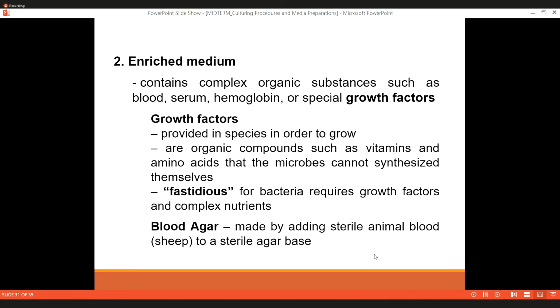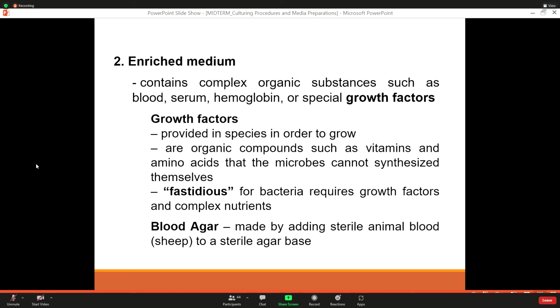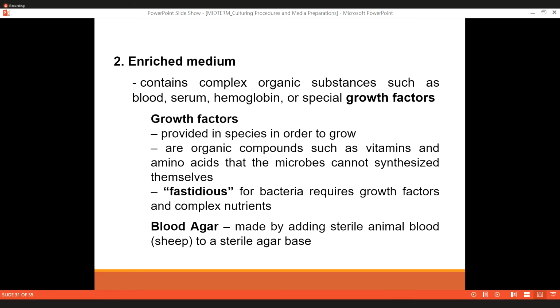We also have enriched media, no? Aside from blood, serum, and hemoglobin, enriched media also have special growth factors. These growth factors are very important in order for the species to grow. The growth factors are organic compounds that the microbes cannot synthesize themselves. That is why they need to have growth factors in the enriched medium for microorganisms to grow.